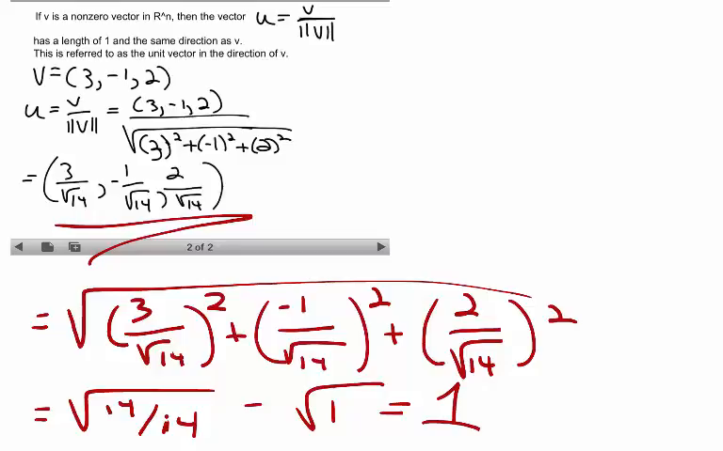Again, this is a pretty straightforward process, but also a very important concept in linear algebra.